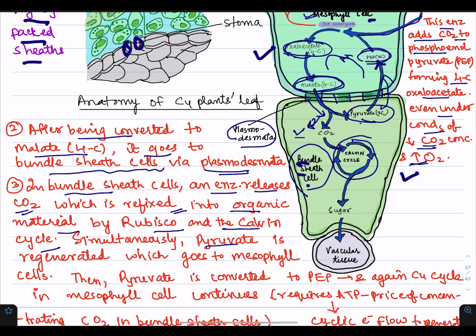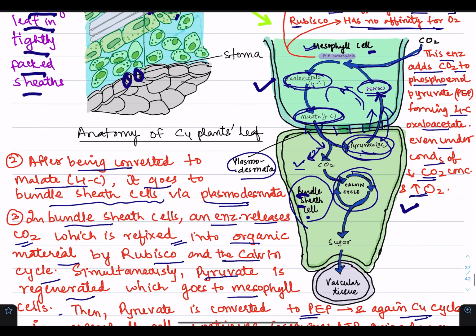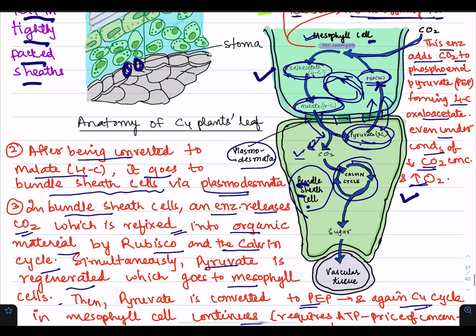Simultaneously, pyruvate is regenerated, which goes to the mesophyll cells. As I told you, this pyruvate is going to the mesophyll cell. Then pyruvate is converted to PEP, and again the C4 cycle in the mesophyll cell continues.